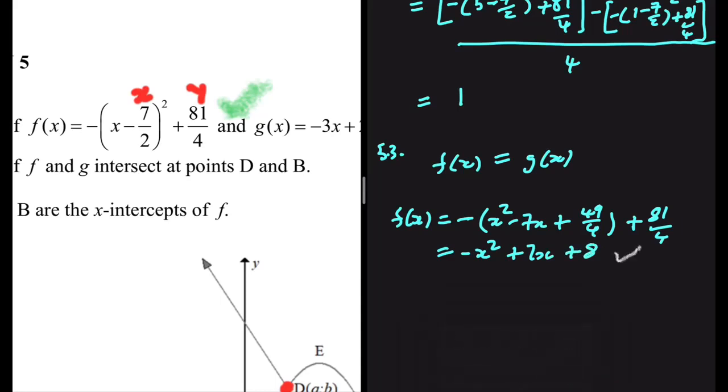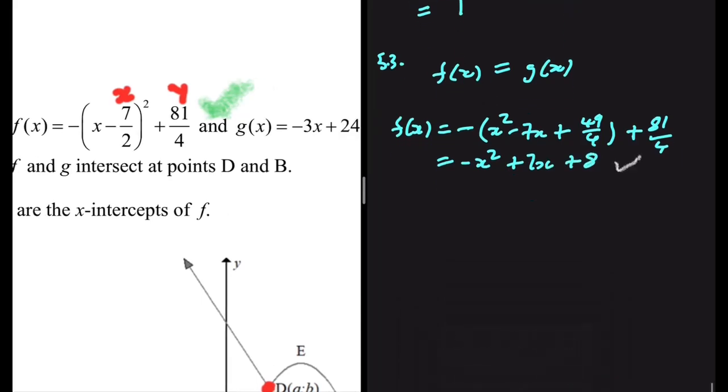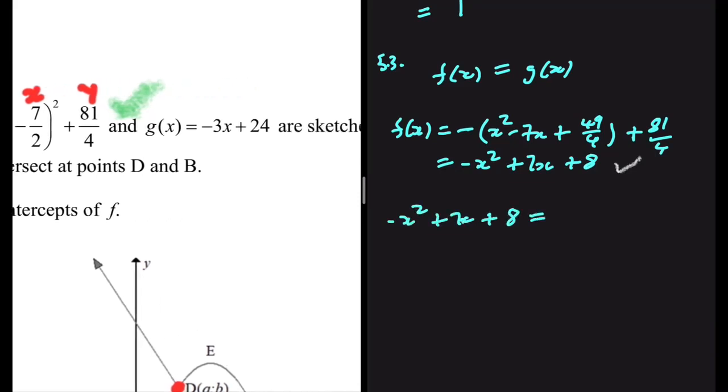Now we can go ahead and equate f of x and g of x. So minus x squared plus 7x plus 8 is equal to g of x. g of x is minus 3x plus 24. If we take minus 3x to the left hand side, we're going to get minus x squared plus 10x.